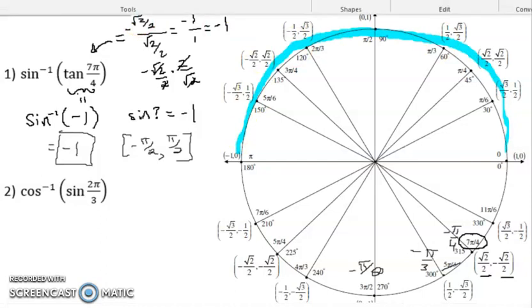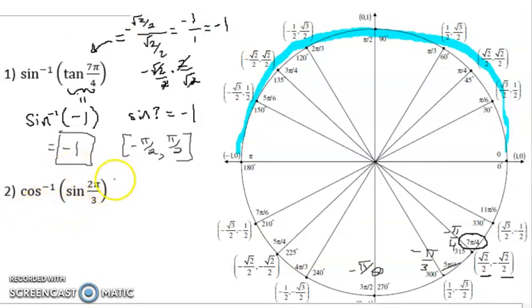Okay, but I did maybe get a little ahead of myself. We want to first figure out sine of 2 pi over 3. So 2 pi over 3 is right here. Sine is given by the y coordinate, so that's square root of 3 over 2. So this right here equals square root of 3 over 2.